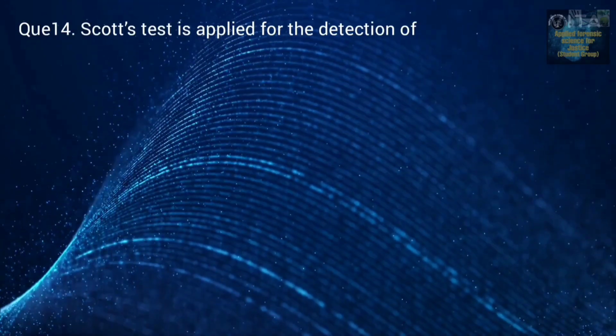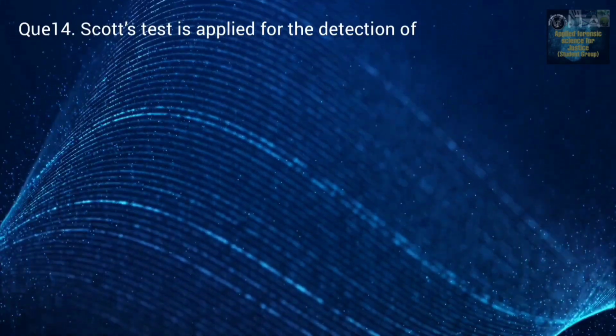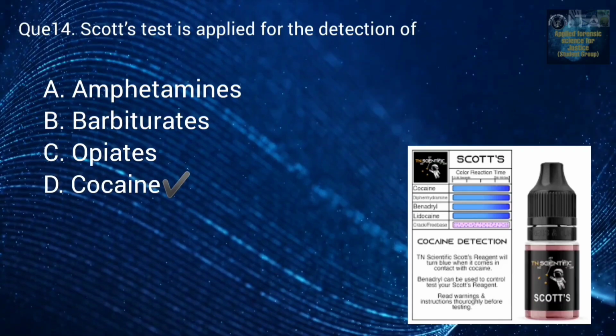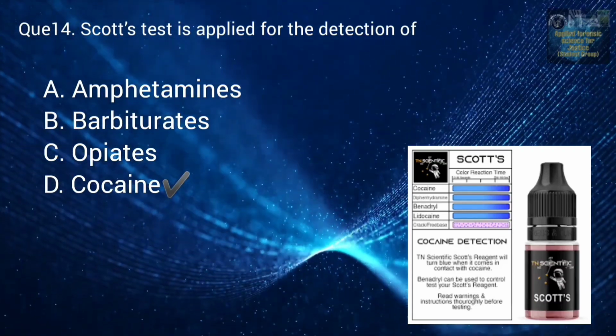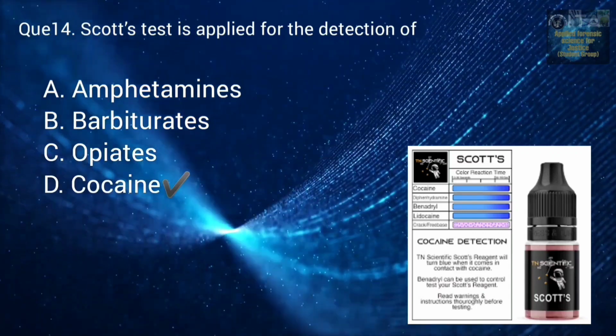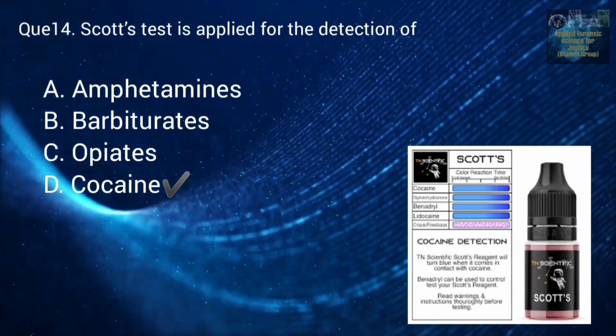Question number 14. Scott's test is applied for the detection of. Options are A. Amphetamines, B. Barbiturates, C. Opiates, D. Cocaine. The correct answer is D. Cocaine.